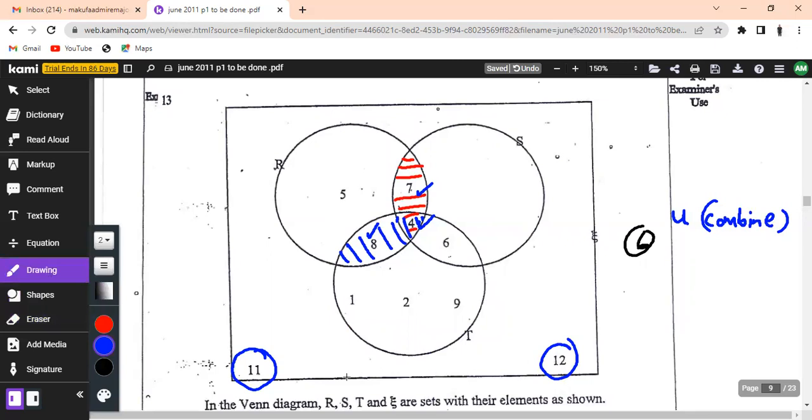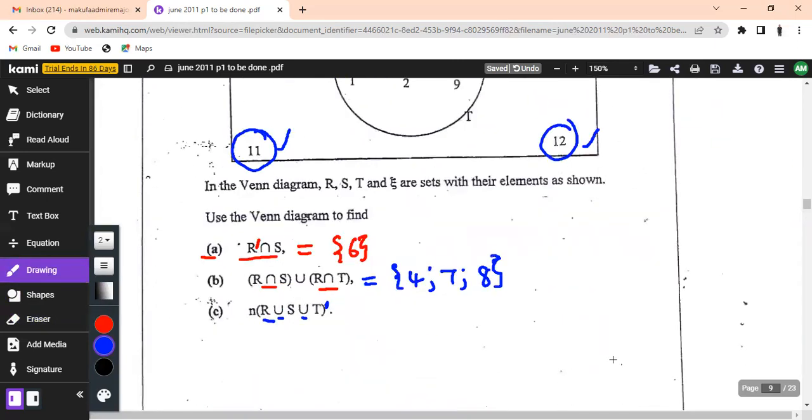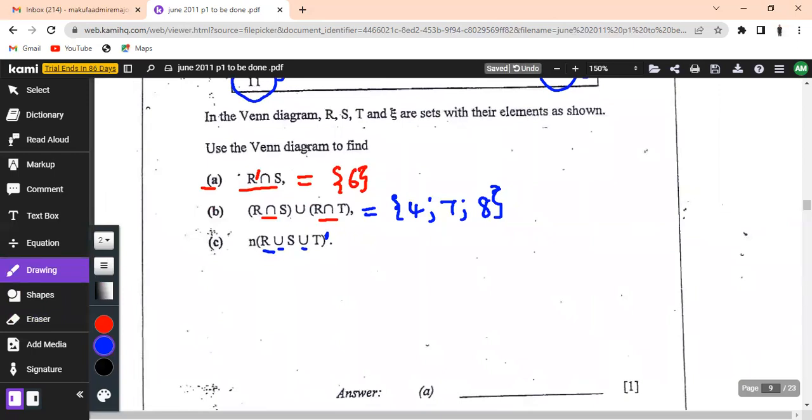So that is what it simply means. We are left with 11 and 12. These are the only elements that will be left outside of the union, but in the universal set. So it's 11 and 12 in this case. So that's what we had.